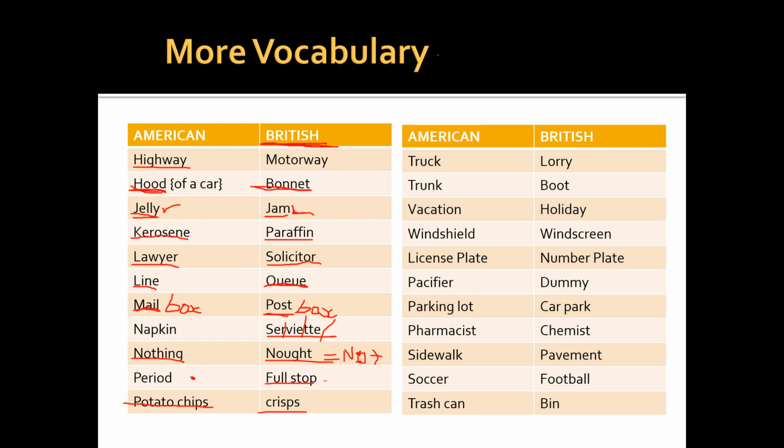So we are done with this side, and now we are moving on to the next row, column. In American English, they say truck, the garbage truck, whereas the Britishers say it as the lorry, garbage lorry. Then they say trunk. The Britishers say it as boot. Americans say it as vacation, summer vacation. Whereas the British say it as holiday, summer holiday.